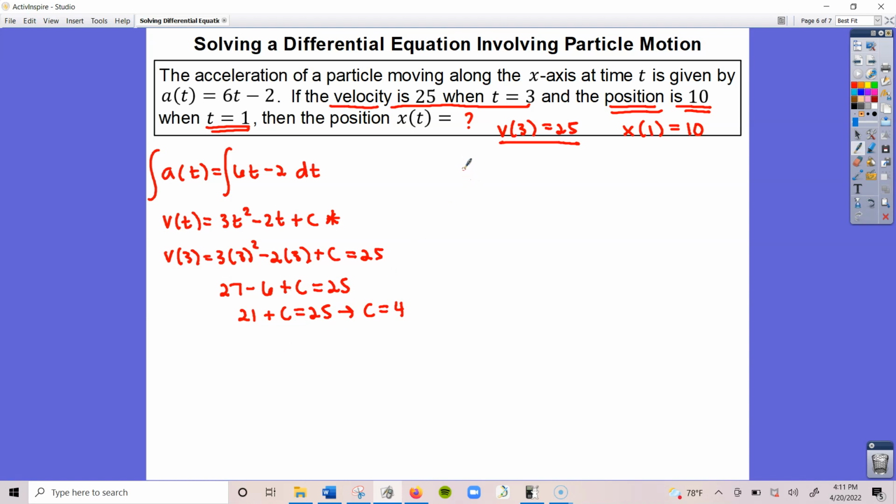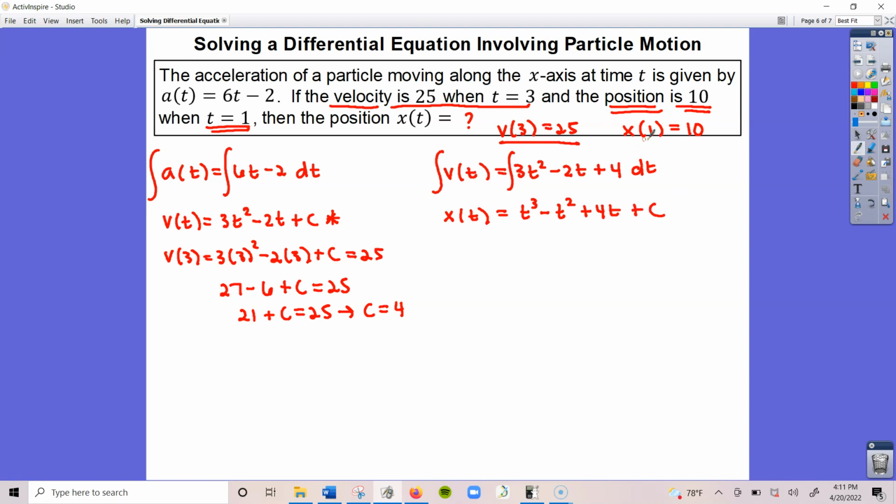So my particular solution for velocity would be v of t is equal to 3t squared minus 2t plus 4. To get position, I have to integrate one more time. When I integrate v of t, that gives me position, which is x of t. And that's going to equal 3t to the third over 3, which is t to the third, minus 2t squared over 2 is t squared, plus 4t plus c.